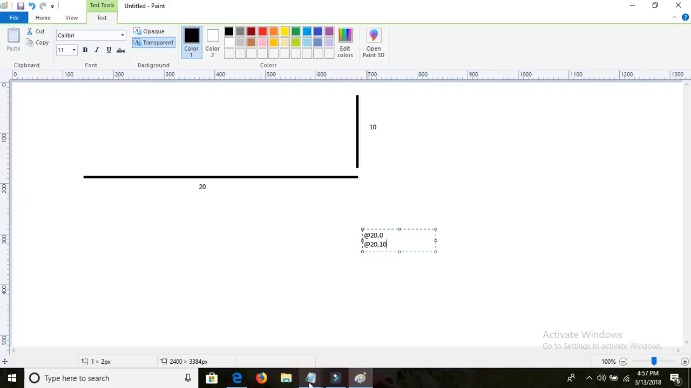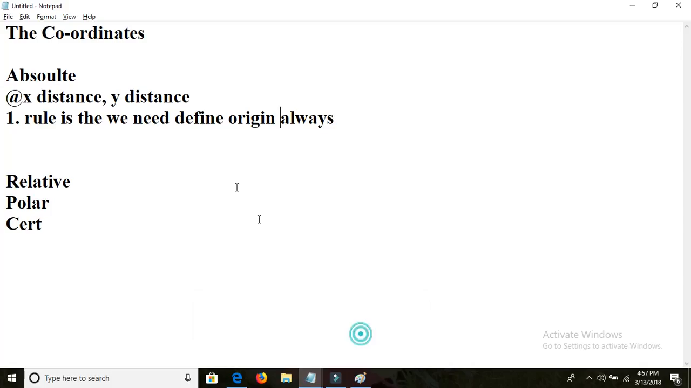So this is called absolute. But if we are going for absolute, it's very difficult to make the plans. Why? Because we always have to take the origin, so that's very difficult. But this is needed when you make structure drawings. If you are going for STAAD.Pro, in STAAD.Pro we are using this type of coordinates.